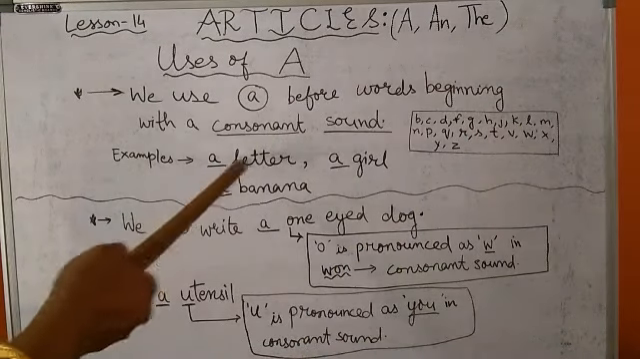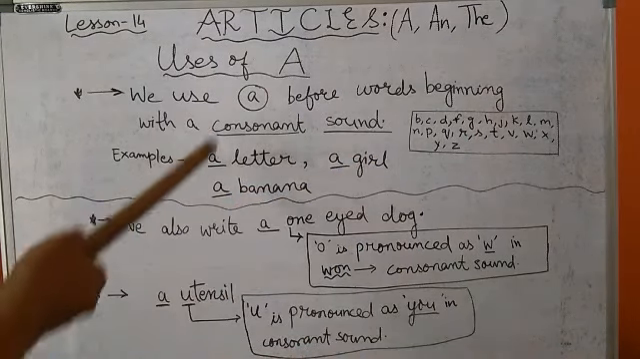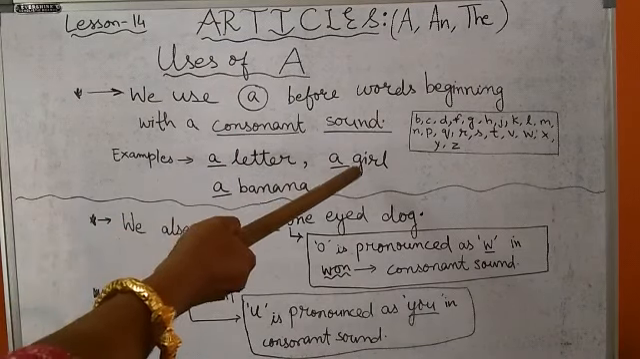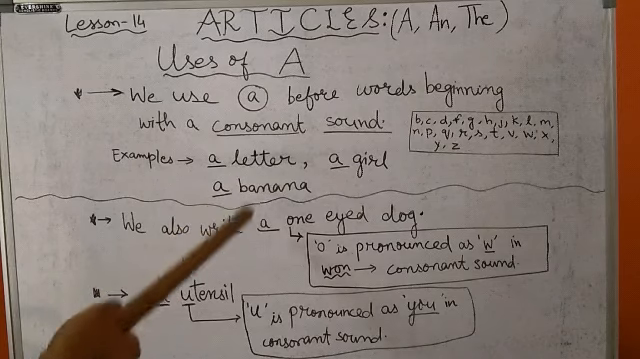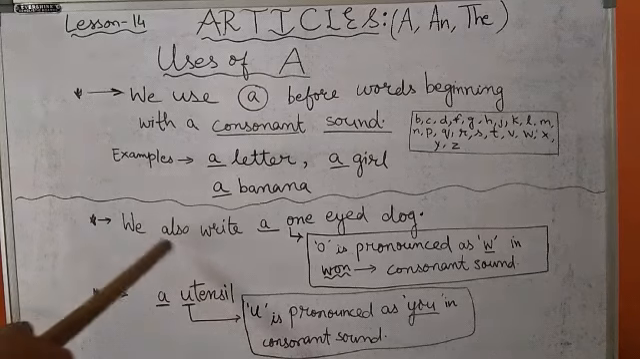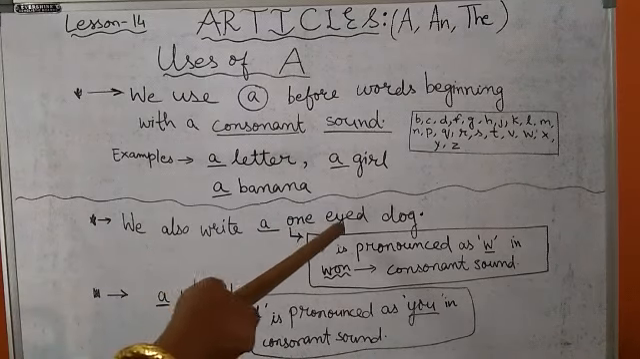Now here, according to the sound, we have to put a. For example, a letter, a girl, a banana. Now, second point, very important. We also write a one-eyed dog.